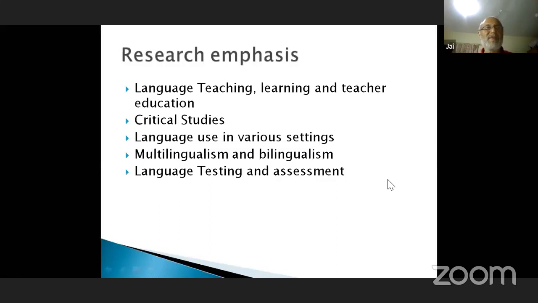And language used in various settings, we'll talk about, as I gave you the instance of workplace English also. So we have different professional settings as well, where English is used, or one language is used, or another language is used. And multilingualism and bilingualism, this is a core thing that has been prominent, and I have told you about it. And language testing and assessment. So these are the 5 broad categories in applied linguistics, but we'll see whether all these categories encompass the rest of the micro categories of applied linguistics or not.